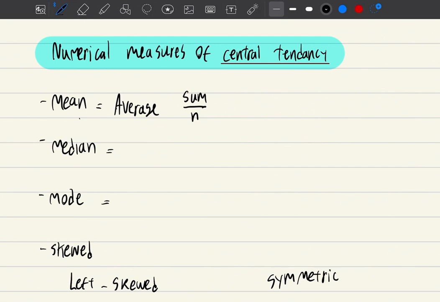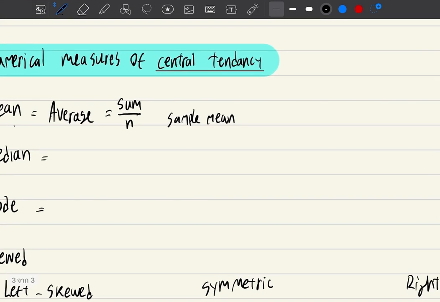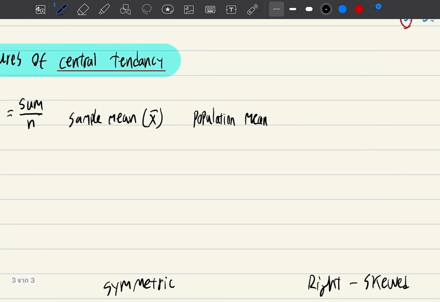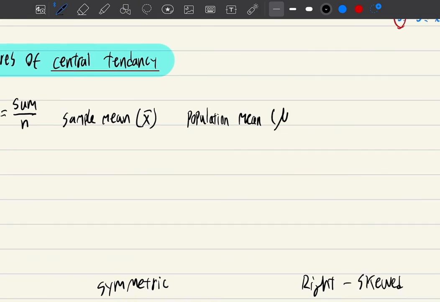For a sample, the sample mean, we will write like this, x bar, to represent it. And for the population, it is like this. It's called mu.